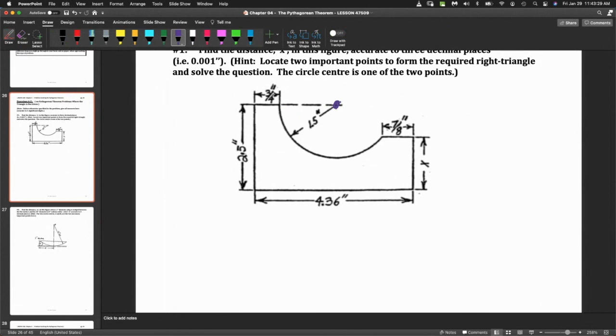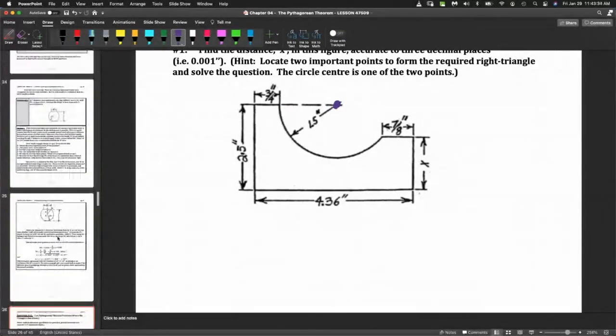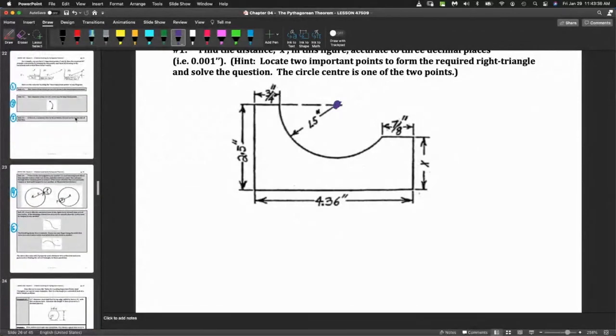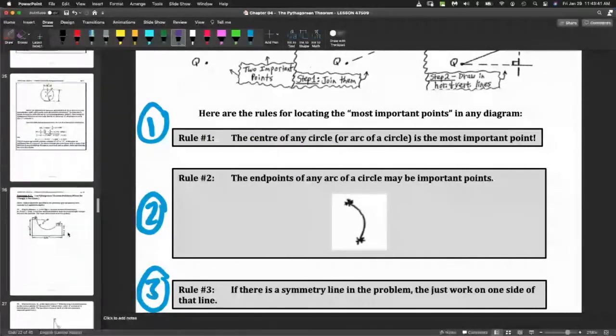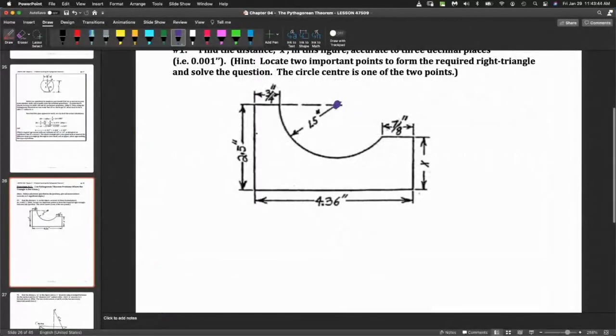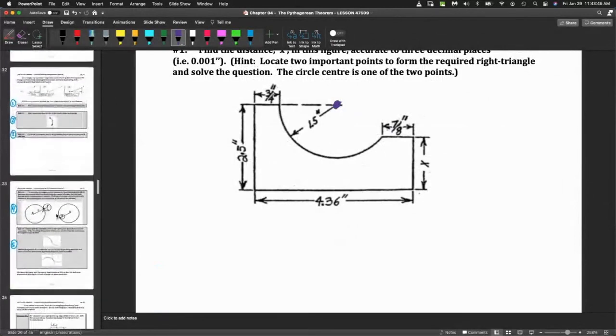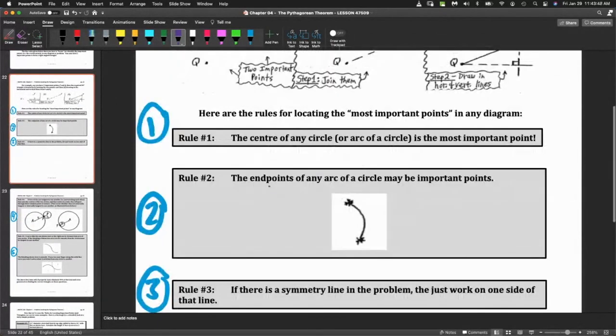So remember the question, one of the rules was to use the center of the circle. So there's the rule here. The center of a circle is important. So we just labeled it. Congratulations. Now, when you have an arc of a circle, the endpoints are typically important.